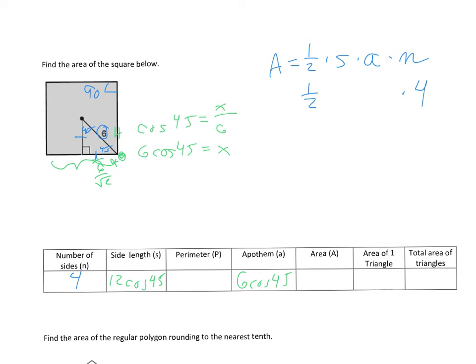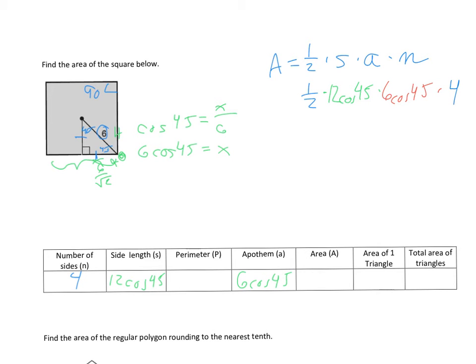So as we're using this now, I can say this is 1/2 times the side length, which is 12 cosine of 45, times the apothem, which is 6 times the cosine of 45, times the number of sides, which is 4.